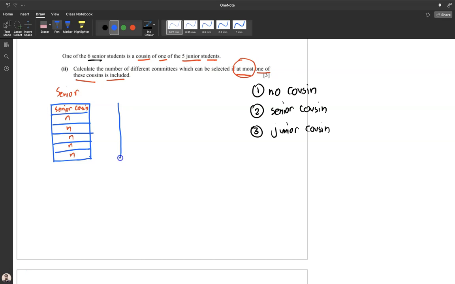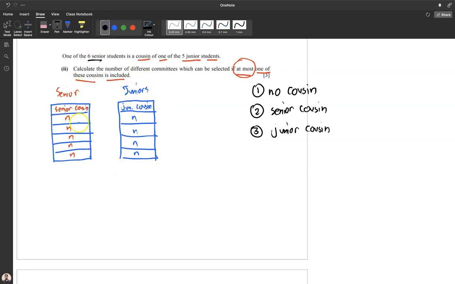Alright, I did tell you I'm going to take my sweet time explaining this. I wasn't lying. The second one, these are your juniors. They should have 5 people: 1, 2, 3, 4, 5. All of them are normal, except we have one junior cousin. So one is in the senior, one is in the junior.